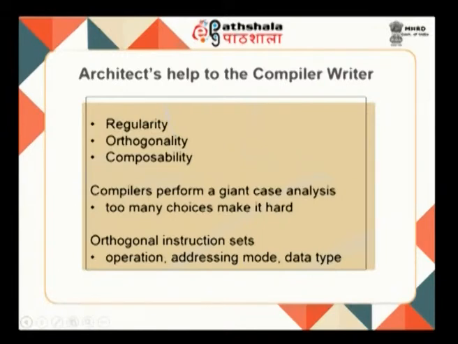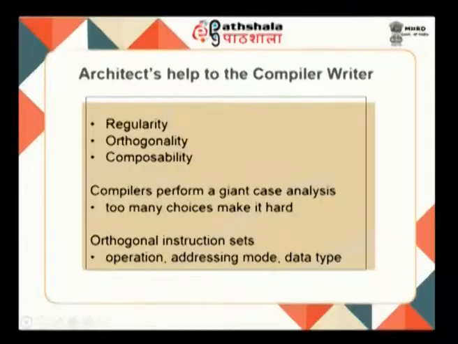So, when the compiler does a giant case analysis of a big program, it may have too many options. So, it becomes very hard for the compiler to make choices on which path to choose. If the architecture is able to give some options to the compiler, some indication that this would be a better option, then it will be very useful to the compiler. So, that is essential, and that is what is called composability, and you need to also have orthogonality.